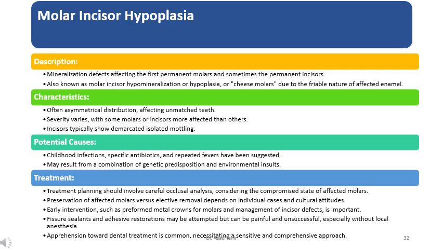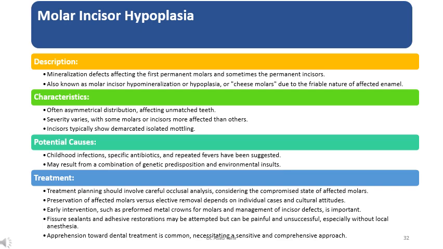Molar incisor hypoplasia. Description. Mineralization defects affecting the first permanent molars and sometimes the permanent incisors. Also known as molar incisor hypomineralization or hypoplasia, or cheese molars, due to the friable nature of affected enamel. Characteristics. Often asymmetrical distribution, affecting unmatched teeth. Severity varies, with some molars or incisors more affected than others. Incisors typically show demarcated isolated mottling.